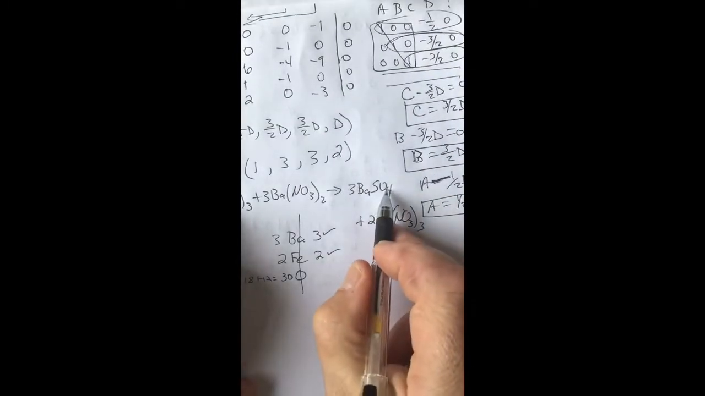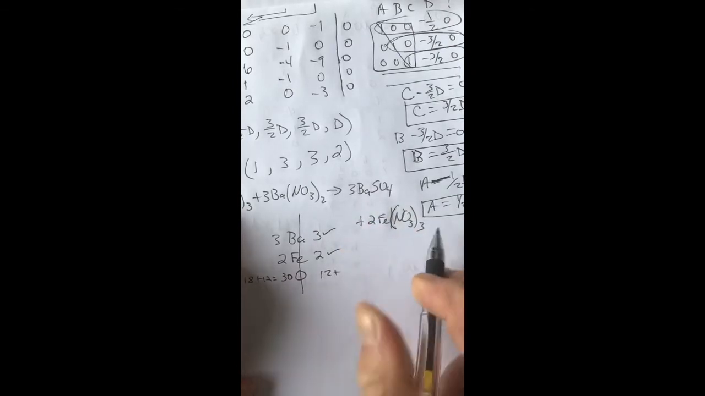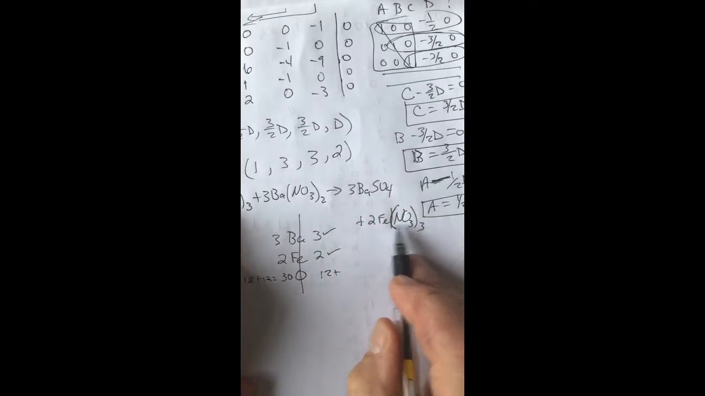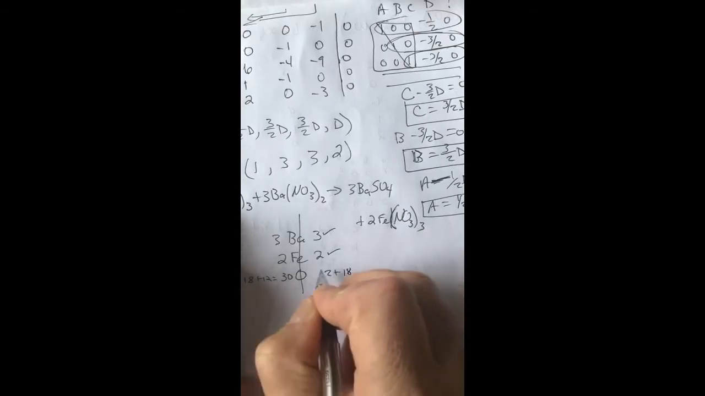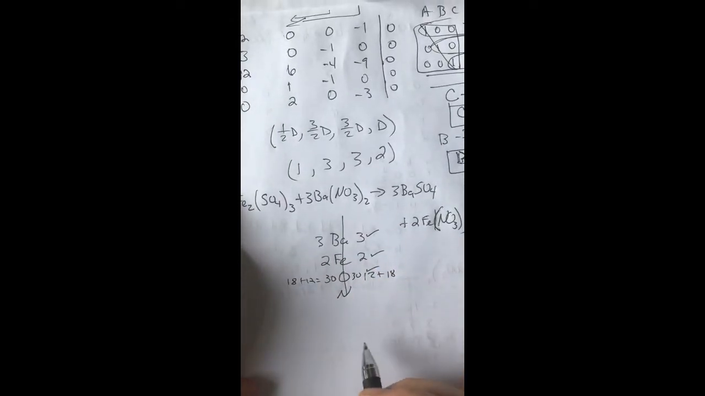Okay, let's see here. So there's 4, but we have 3 of them. So that's giving us 12. And here's 9, but we have 2 of them. Okay, so that side, so there's 30 oxygens both. How about N?